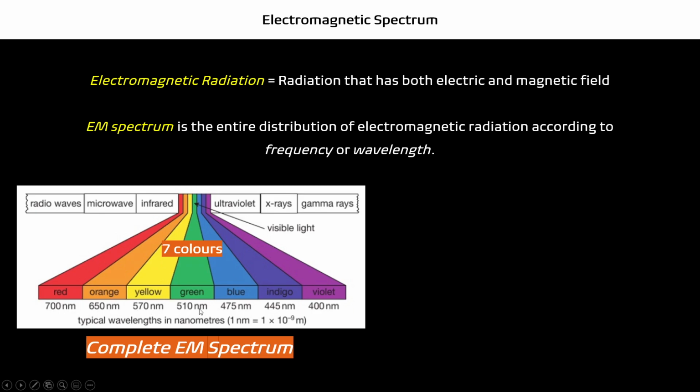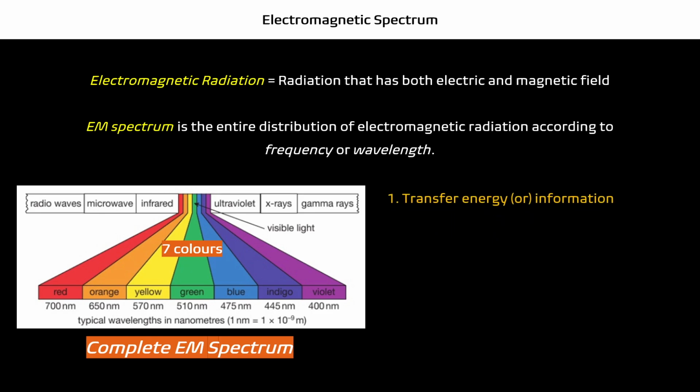You do not need to remember the exact wavelength numbers. However, you need to remember the order of your electromagnetic spectrum, okay? And you also need to know which color comes first, which color comes last, which color has the longest wavelength, and which color has the shortest wavelength.